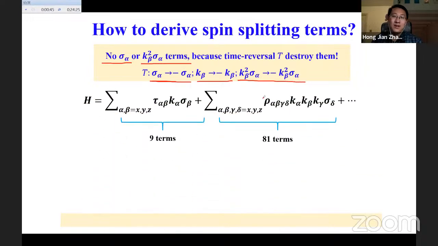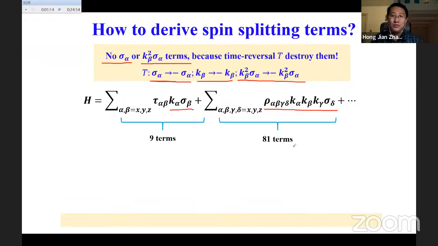But in the Hamiltonian, it is possible to host the linear in K spin splitting term, because under time reversal K gets a minus sign, and sigma gets a minus sign as well. So these two minus signs compensate each other. Typically, you can also have a cubic in K coupling term. For the linear in K terms, there are 9 terms. For the cubic in K terms, there are in total 81 terms.